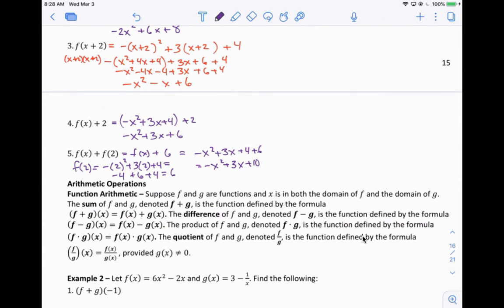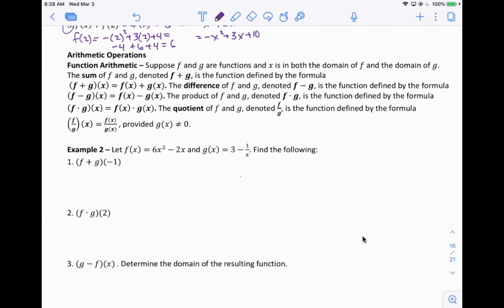But what happens if we kind of bank off this last one and start doing it with functions and other functions? Well, what we get is more of the arithmetic function operation. So function arithmetic takes on its own unique little notation, but it's nothing to be scared about. If you see something like this with an operation in the middle, if you see plus in the middle, it means add the functions. If you see minus in the middle, it means to subtract the functions. If you see a multiplication in the middle, it means to multiply the functions. If you see a divide, you divide the functions. Just make sure your g of x doesn't equal 0.